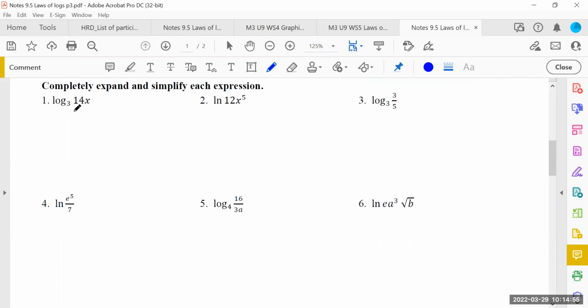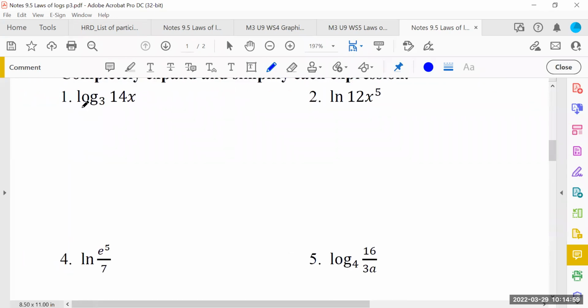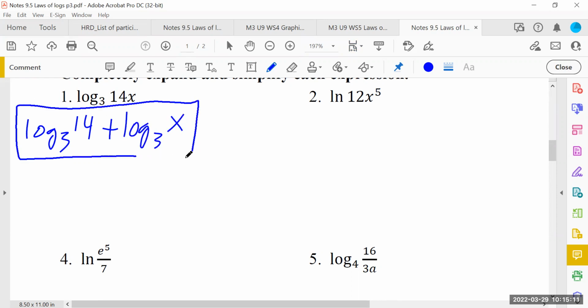So number one, I see multiplication, 14 times x. Multiplication means the product rule. So I'm going to split these up, log base 3 of 14 plus log base 3 of x. I'm done, because neither of those simplify. All I did was take it, split it apart. Multiplication inside becomes addition outside.